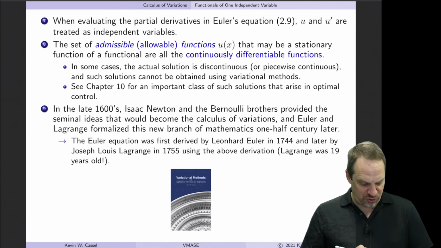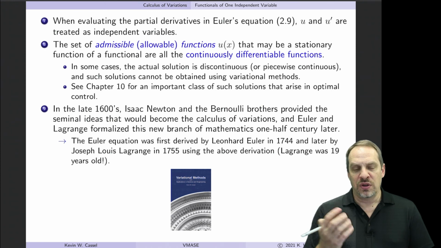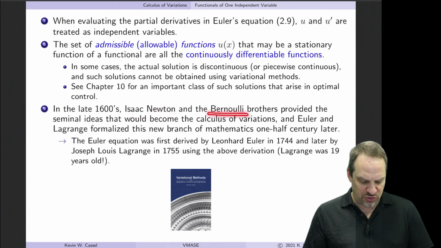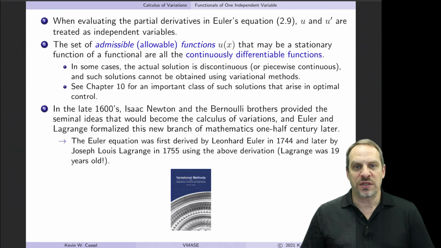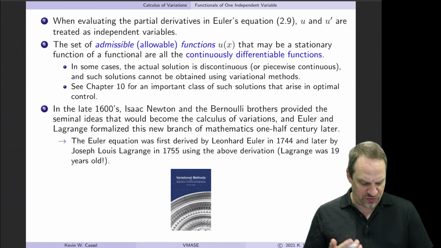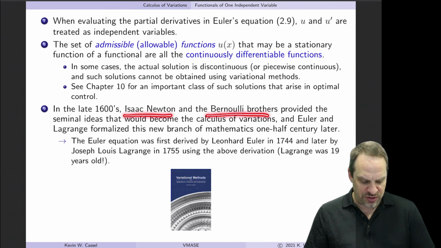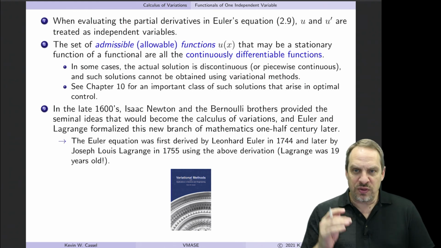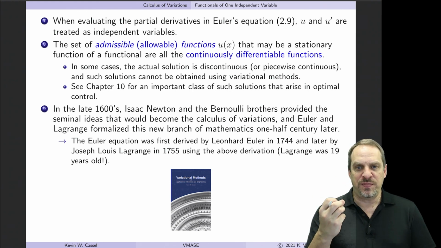Now finally, just a little bit of history. So this really started in the late 1600s. If you read the bit of history section at the beginning of the chapter, you'll see names like Isaac Newton and the Bernoulli brothers and Euler and Lagrange were heavily involved in the development of the calculus of variations. So these are names that we've heard of before and we're familiar with. It was the late 1600s when Isaac Newton and the Bernoulli brothers, we'll talk more about them in a later video, really came up with some of these concepts and ideas.